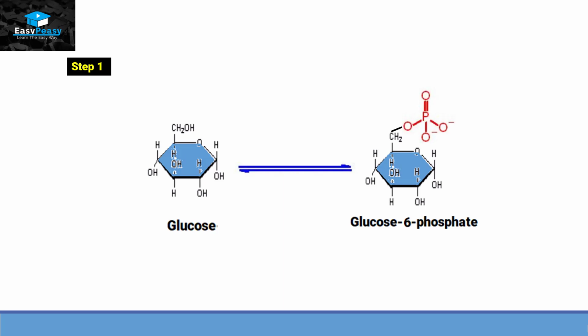In the first step, glucose that comes from our diet will convert itself into glucose 6-phosphate. This will be done with the help of ATP. ATP will convert itself into ADP by releasing an inorganic phosphate. This inorganic phosphate will attach itself to carbon number 6 here. That's why this compound is called glucose 6-phosphate. And this reaction will be catalyzed by an enzyme called glucokinase or hexokinase.